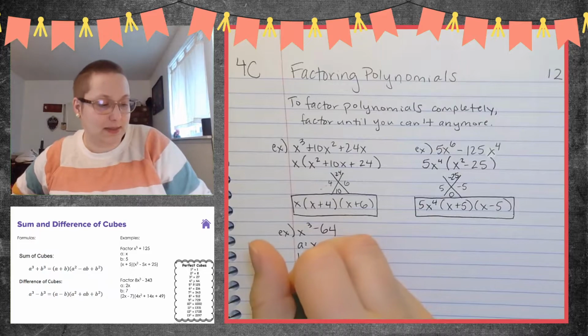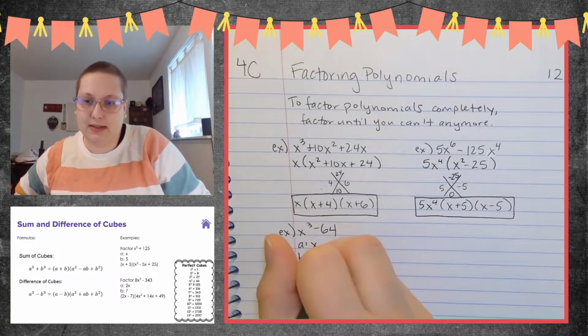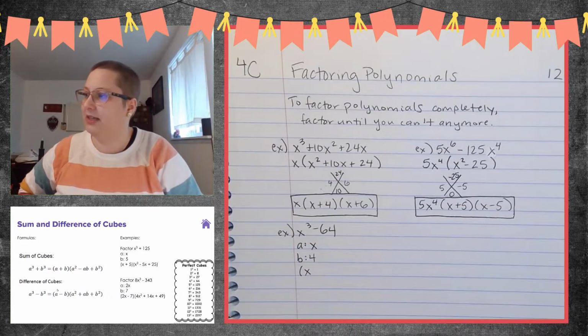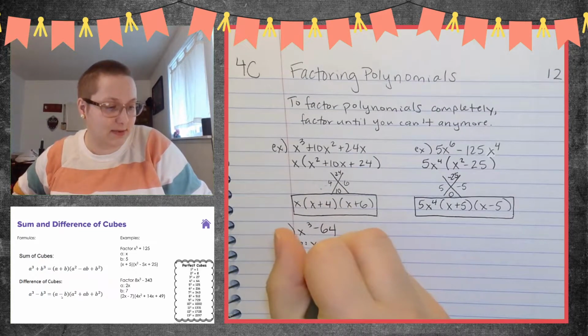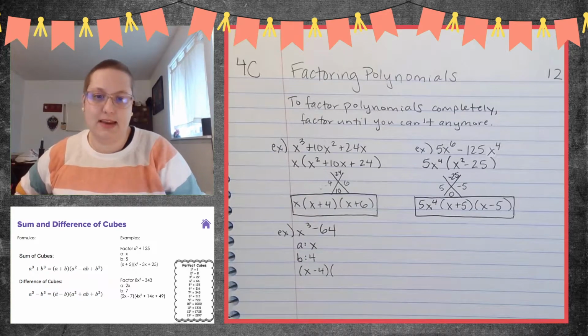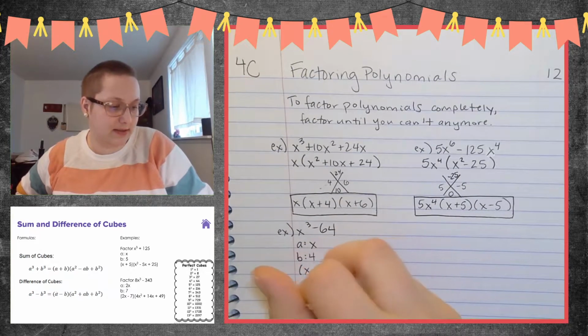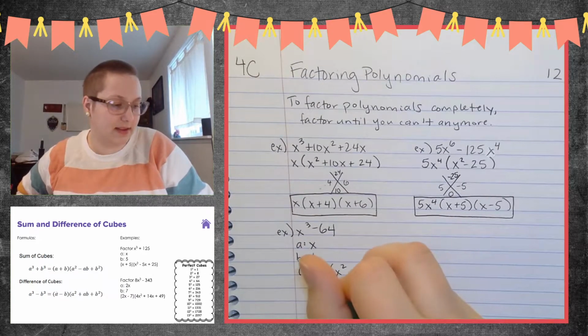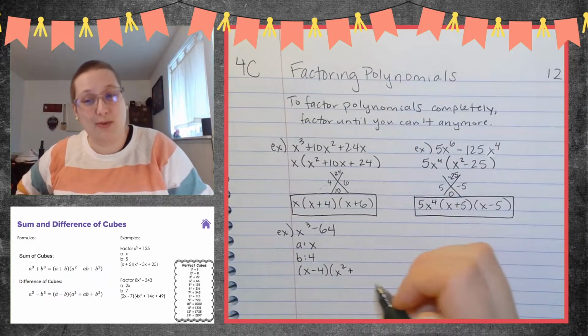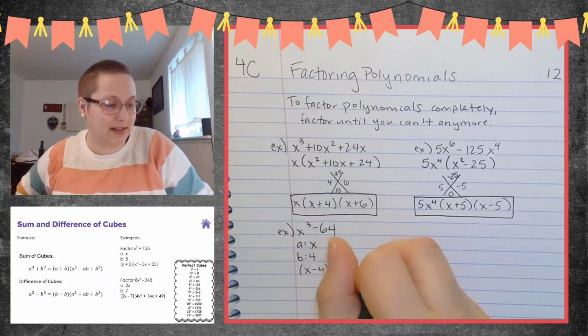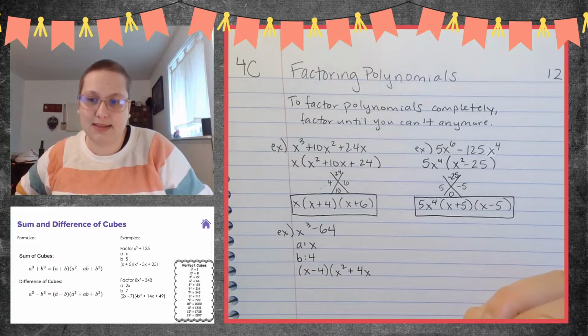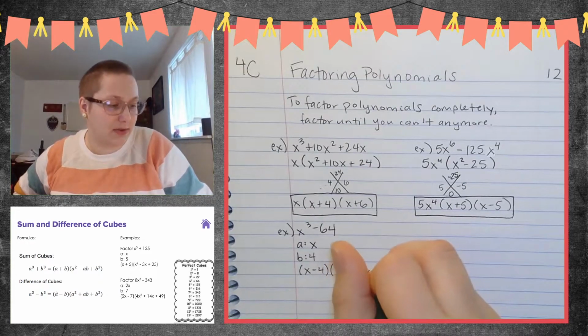So now I can do my sum and difference of cubes formula. So I'm going to look at this difference of cubes over here. A, which is x, minus b, which is 4. X minus 4. And then a squared, x squared, plus x times 4. We're going to write 4x because we don't really want to write it the other way. Plus b squared. 4 squared is 16.